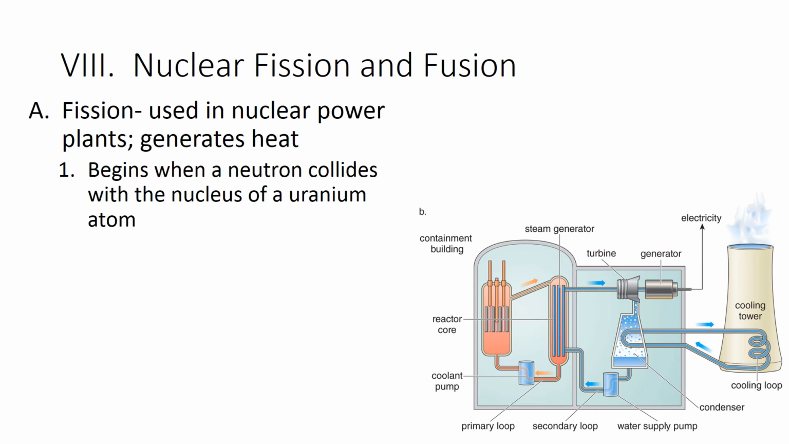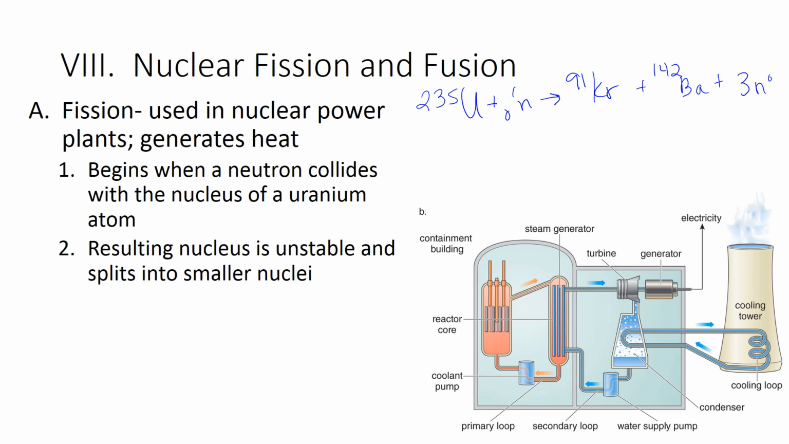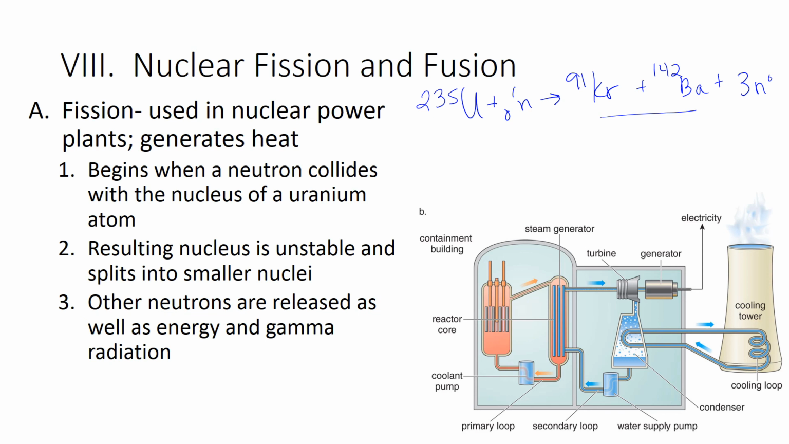It begins when a neutron collides with the nucleus of a uranium atom. So if we have uranium-235 and that is bombarded by a neutron, we get krypton-91 and barium-142, as well as 3 neutrons. Next, your resulting nuclei are unstable, and these are going to start to split into smaller nuclei after that. We're going to release other neutrons as well as energy and gamma radiation.